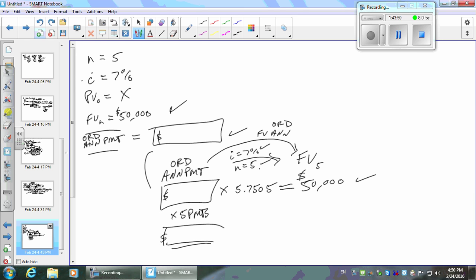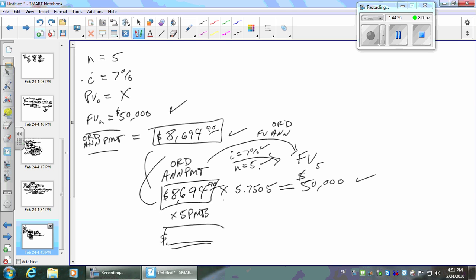All right, anyway, what do you think the payment has to be? Some payment times $5.75 equals $50,000. How much do you have to deposit every year? Divide $5.75 into 50,000, you got it. 5.7505 divided in. How much is the payment? 8,694. In pennies, probably. Yeah. Absolutely. And 90 cents? Yeah. That's it, you guys.